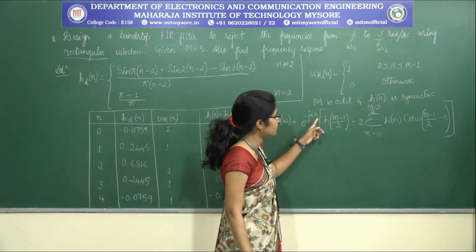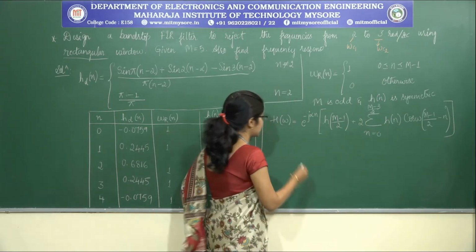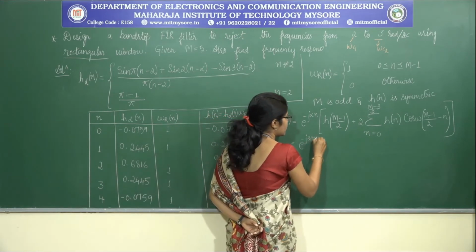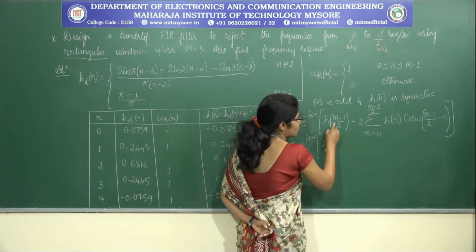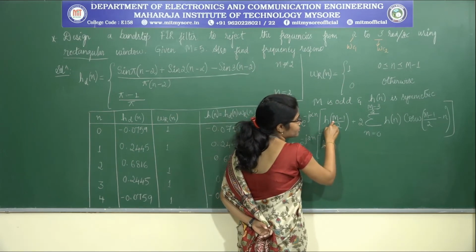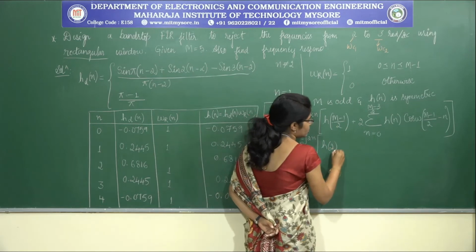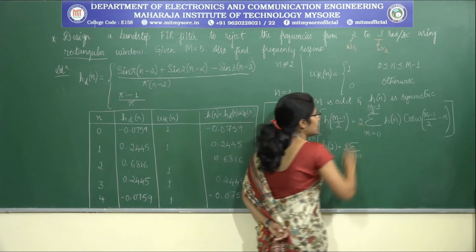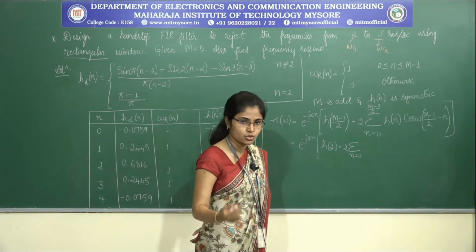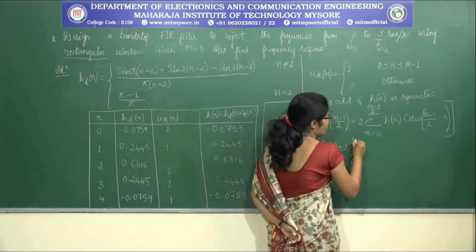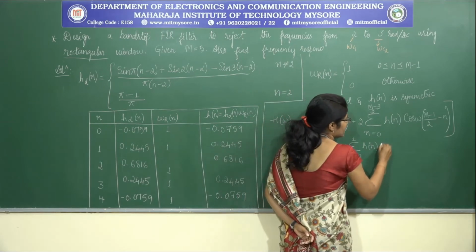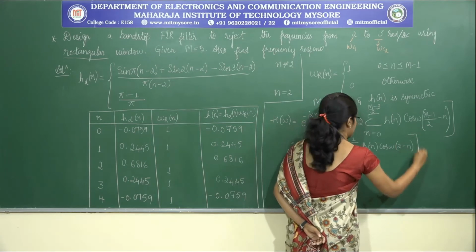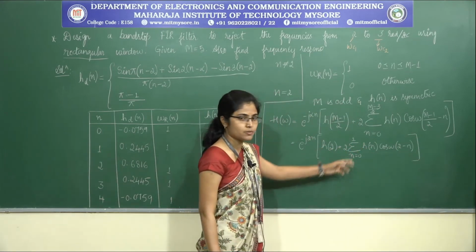Now we know the value of alpha, we know the value of m. Let me substitute in this equation. If we substitute, it is e power minus j 2 omega into h of (m is 5, 5 minus 1 is 4, 4 by 2 is 2) h of 2 plus 2 summation n ranging from 0 to (m is 5, 5 minus 3 is 2, 2 by 2 is 1) 1, h of n cos omega (2 minus n). Now let us expand the summation.